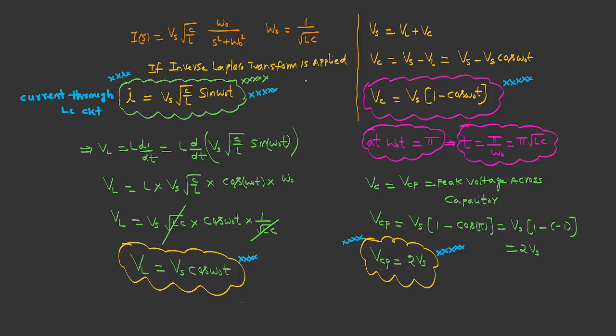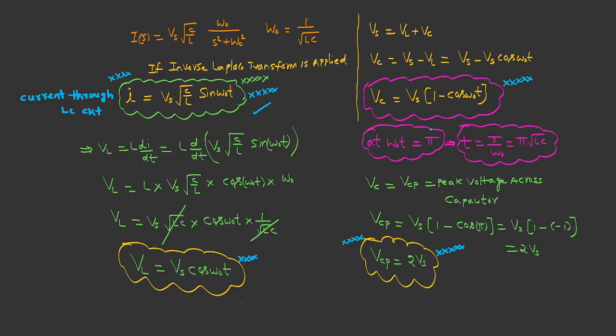These four formulas are very important here, students. But no need to concentrate on the derivation part. What is the current? Vs into square root of C by L into sin omega naught t. What is the voltage across the inductor? Vs into cos omega naught t. What is the voltage across the capacitor? This is the instantaneous voltage across the capacitor: Vs into (1 minus cos omega naught t). What is the peak voltage across the capacitor? 2 Vs.